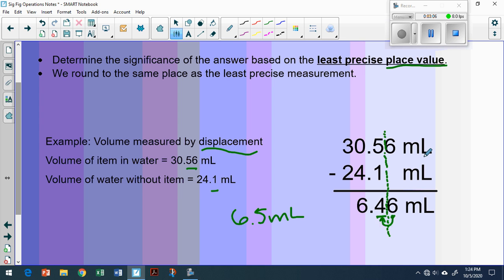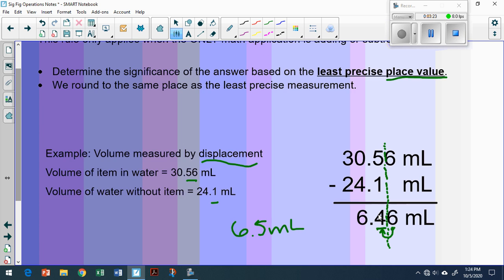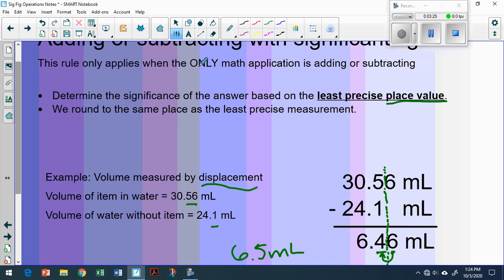I'm going to cut it off based on essentially the least information measurement. And again, we used our rounding rules. The 6 is 5 or higher, so that makes the 4 round up to the 5, as opposed to remaining a 4. Again, this is only when there's exclusively adding or subtracting.